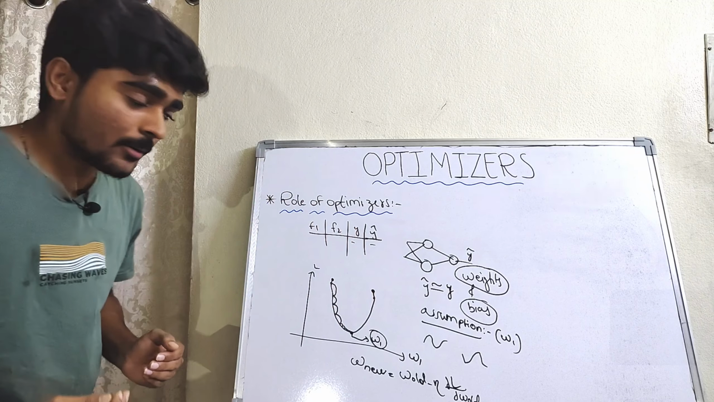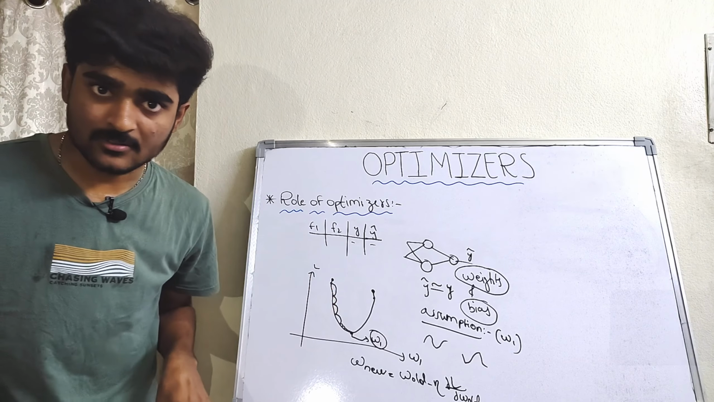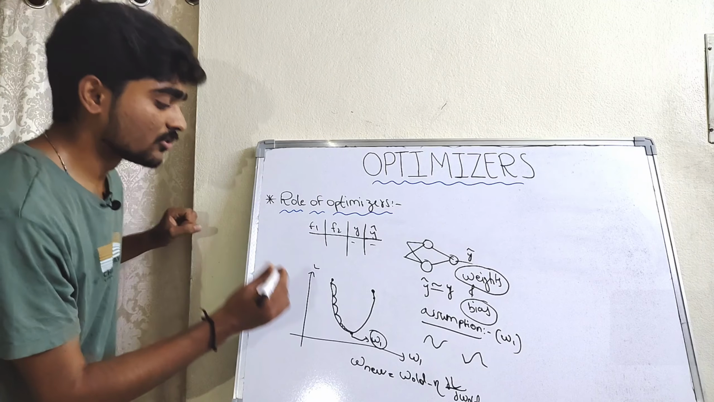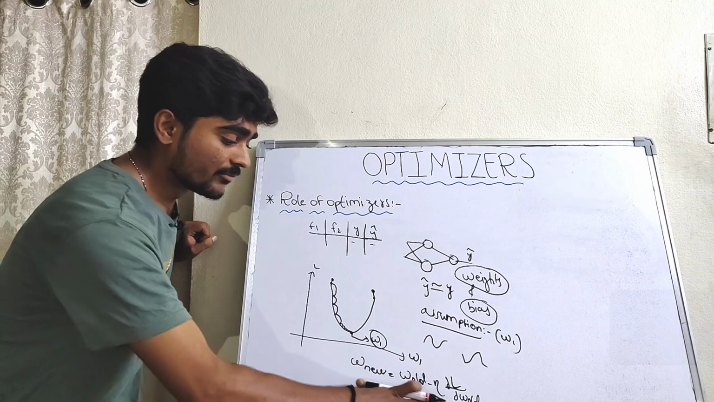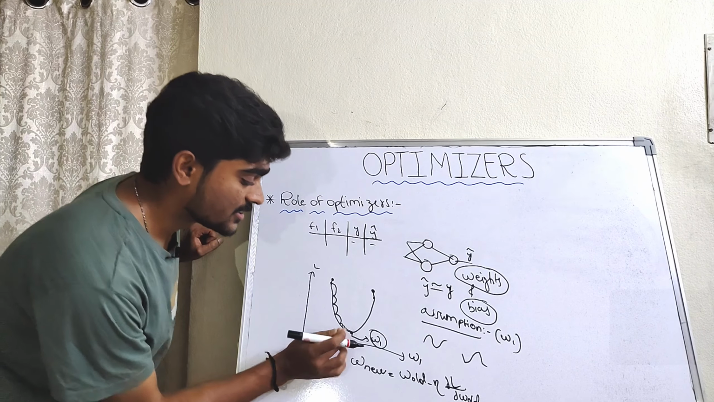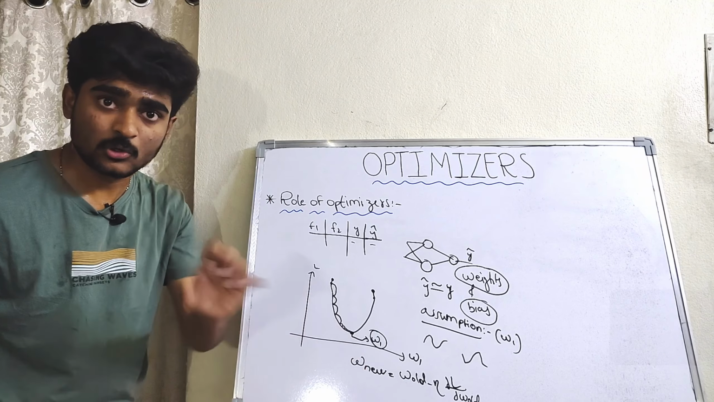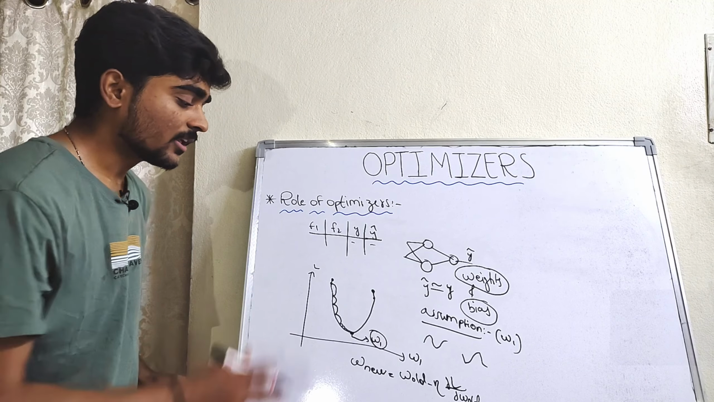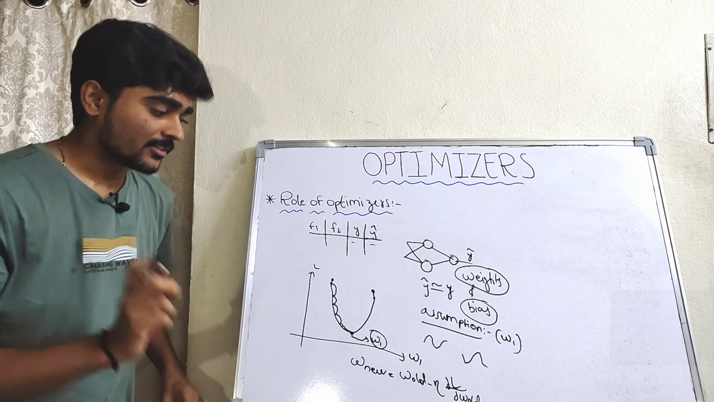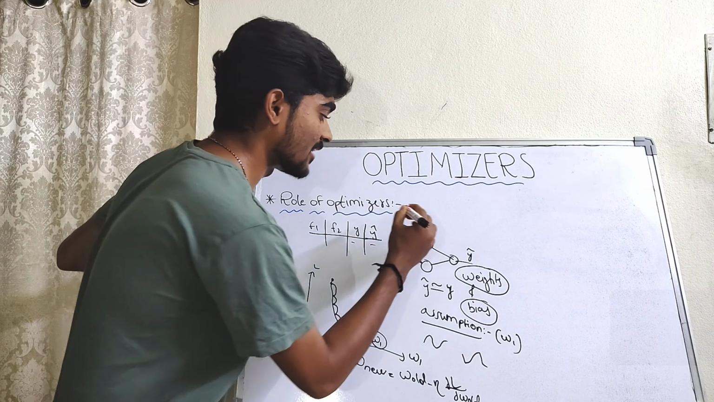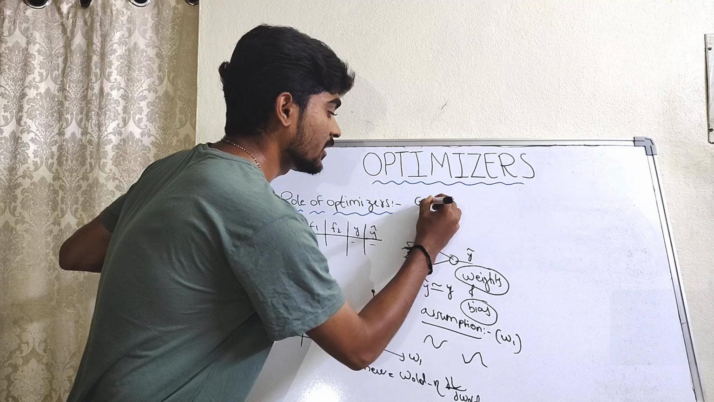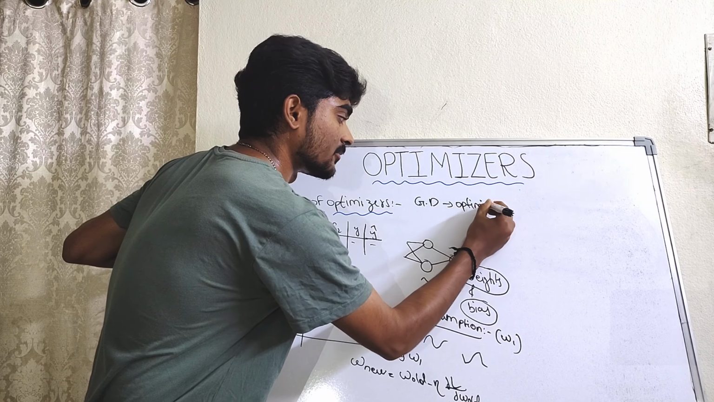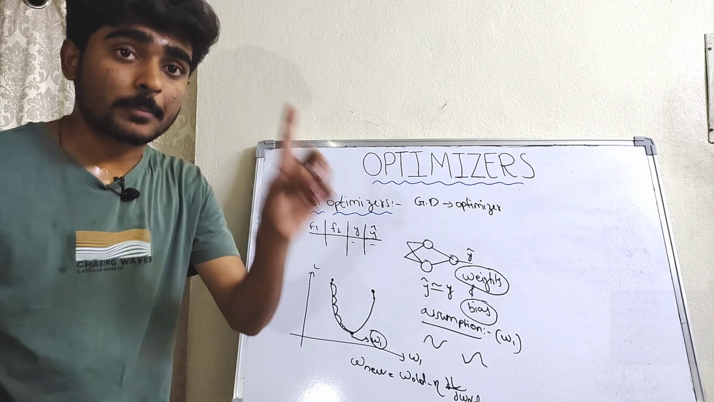When my weights are updated, my loss also gradually changes. In this way, gradient descent, with the help of this formula, reaches the global minimum point and returns the optimum weight value. In this entire process, gradient descent works as an optimizer. Why is it called an optimizer?